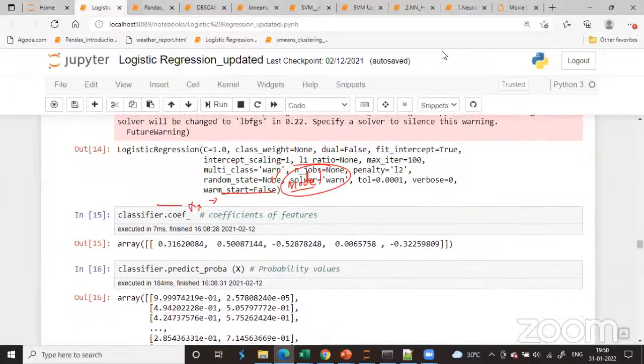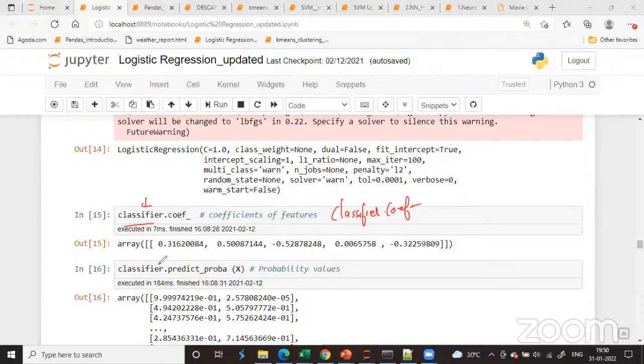Now after fitting, you can simply find out your coefficient values. You can simply say classifier dot coefficient. It is going to tell you the coefficient values or parameter values for all your independent variables: your beta 1, beta 2, beta 3, beta 4 and beta 5. All these are the coefficient values for your independent variables.